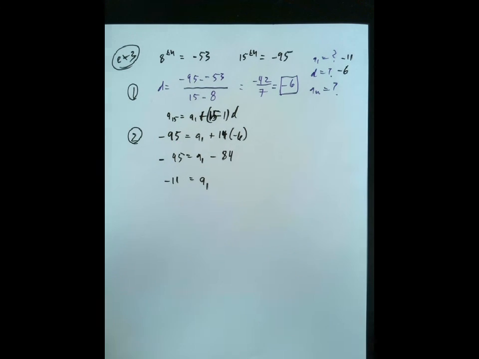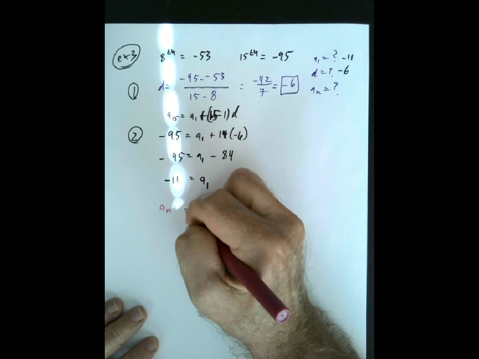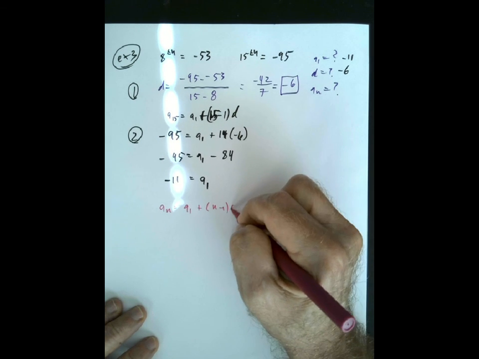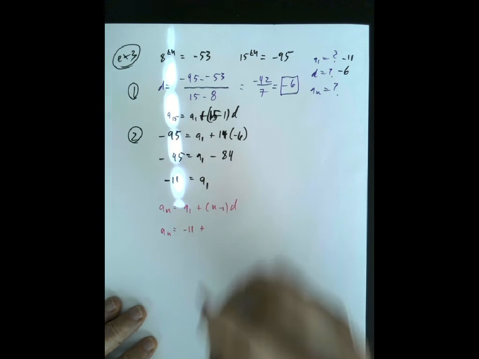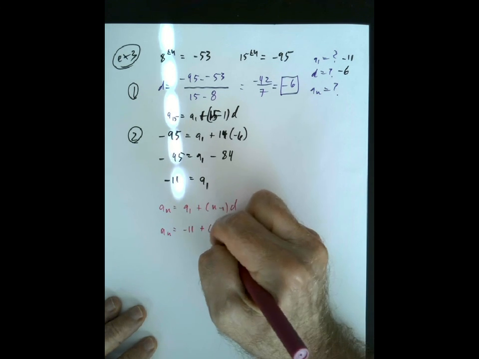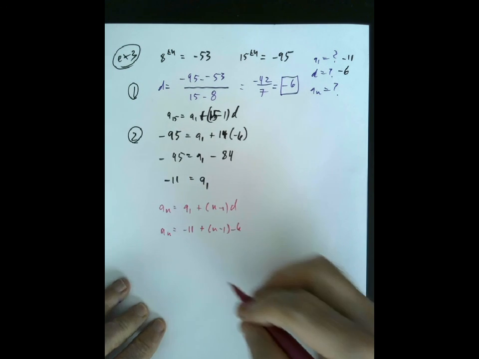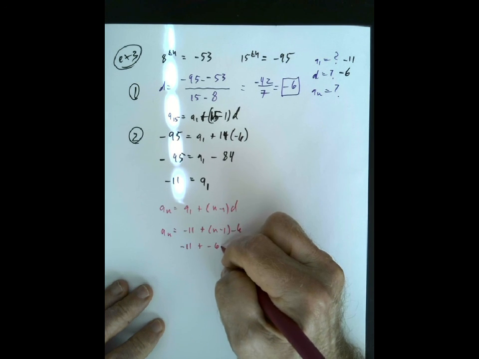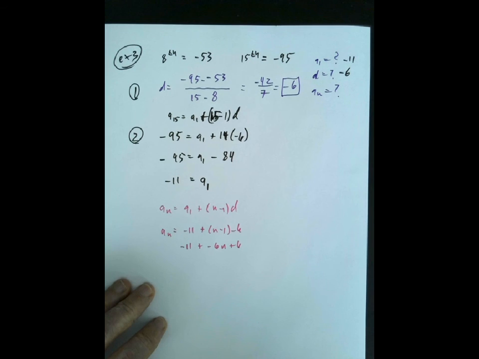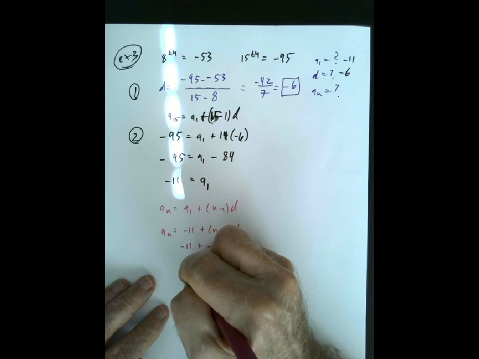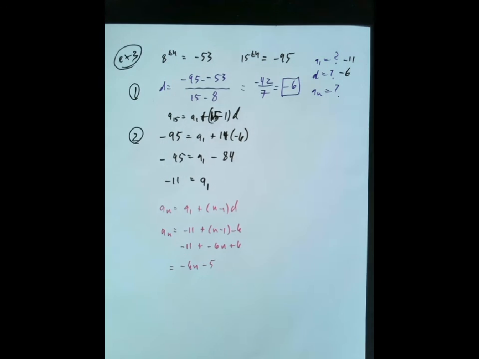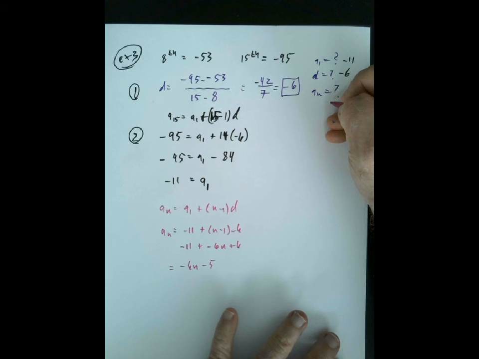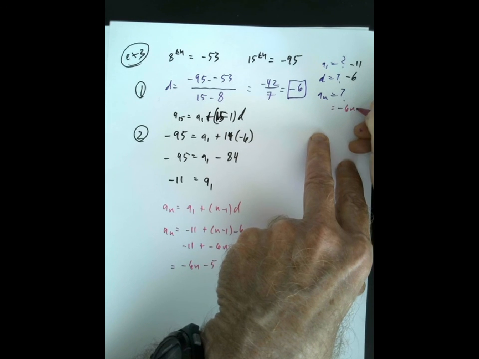So what's our formula? That's our third step here, right? Remember, a sub n is still equal to a sub 1 plus n minus 1 times d. So a sub n is equal to negative 11 plus n minus 1 times negative 6. Now we simplify that. Negative 11 minus 6n plus 6, right? And so that's going to give us negative 6n in the front. Negative 11 plus 6 is negative 5. So that's a sub n. We're seeing negative 6n minus 5. And so that's a sub n up here. Negative 6n minus 5, right?